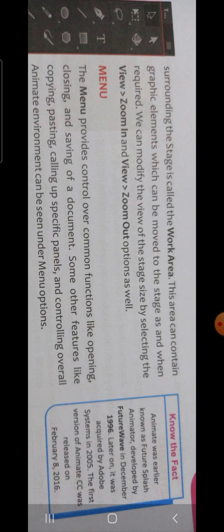The next is menu. The menu provides control over common functions like opening, closing, and saving of a document. Some other features like copying, pasting, calling up specific panels, and controlling overall Animate environment can be seen under menu options.